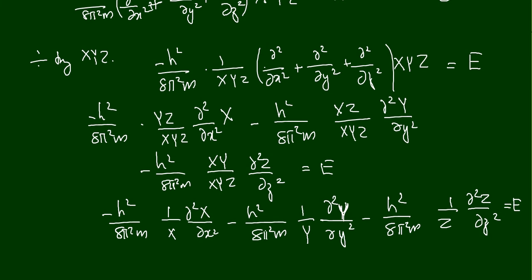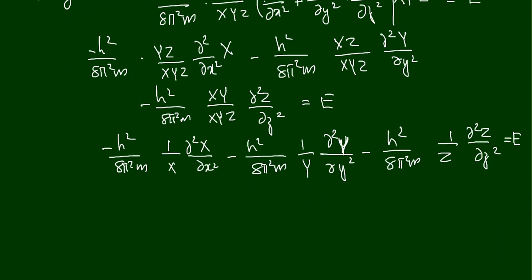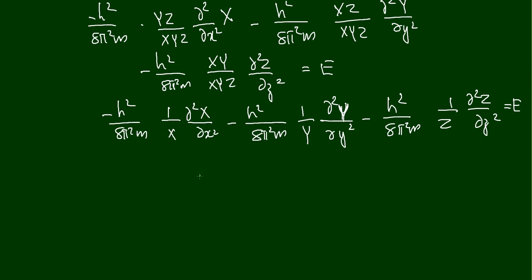That's my new equation, right? So here, let us look into the three terms involved. The first term is minus h square divided by 8 pi square m, 1 by X into del square X by del x square. And this is a term completely of x, the function is of x only.